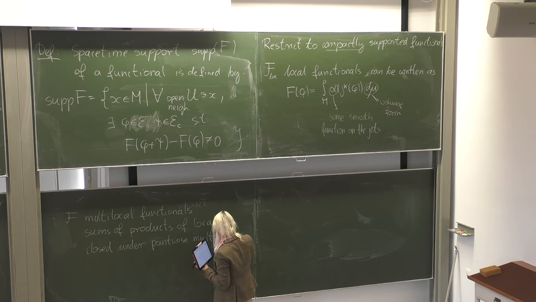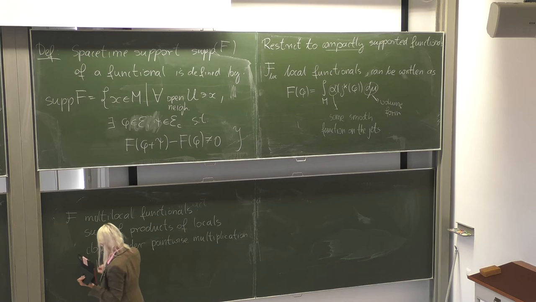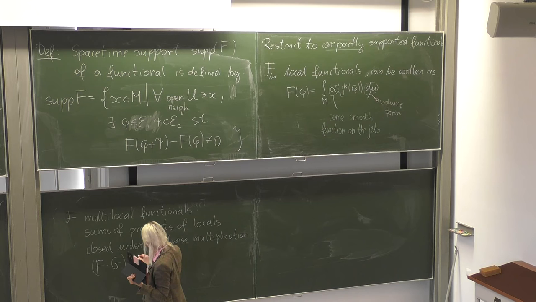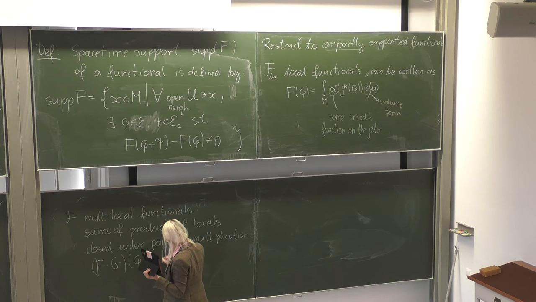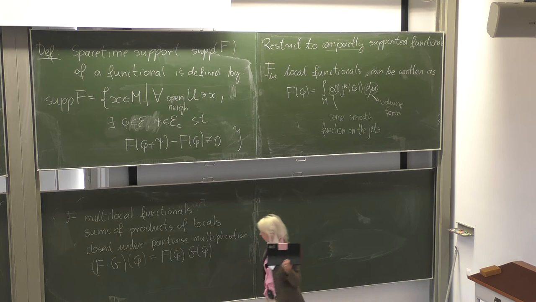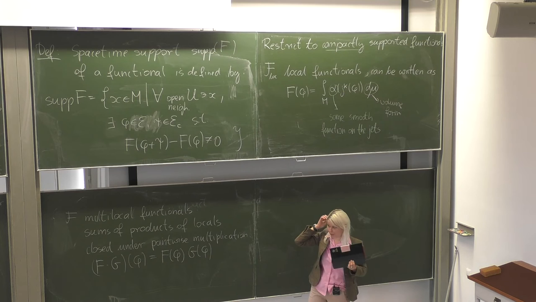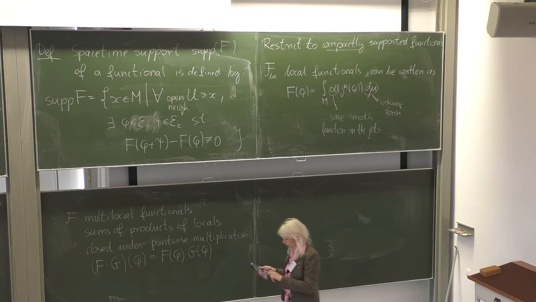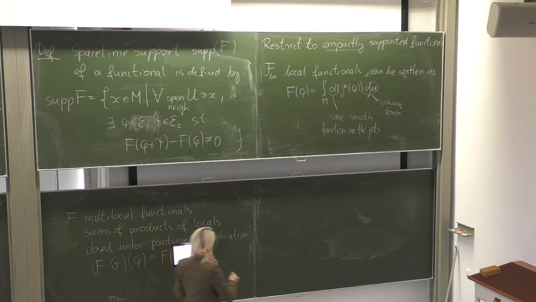So if I take F G, the multiplication here is defined as follows. F times G at point phi is F of phi times G of phi. So if we had F local and G local, then this product would be bilocal in practice. And you can have various degrees of multilocality.